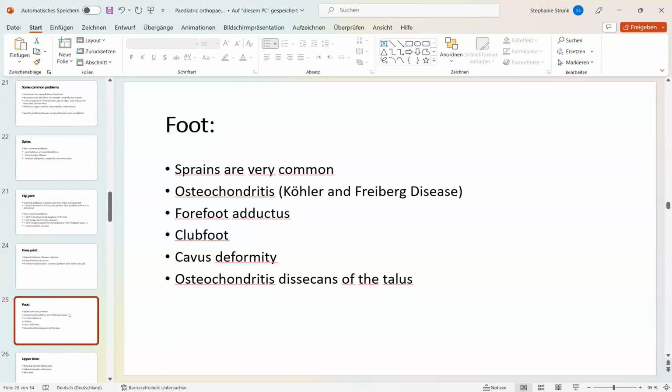So on the foot, sprains, of course, are very common due to sports and football and all kinds of things. Then there's also osteochondritis, called Köhler and Freiberg's disease. They're not that common, but you see them on and off. There's forefoot adductus, which looks like a sickle. It's also called sickle foot. And there's clubfoot. It's a deformity which kids are born with, and you see that immediately after birth.